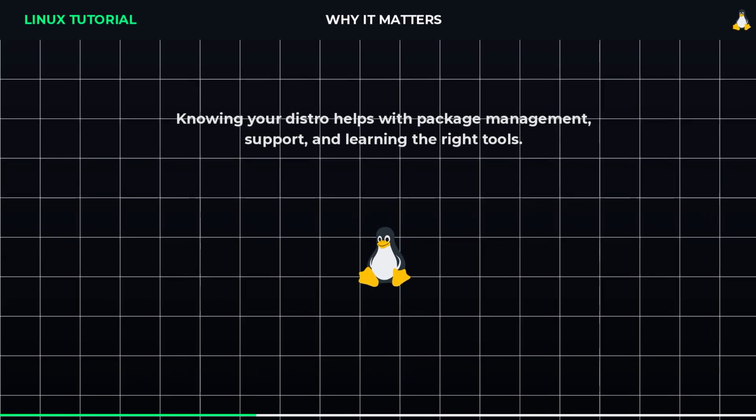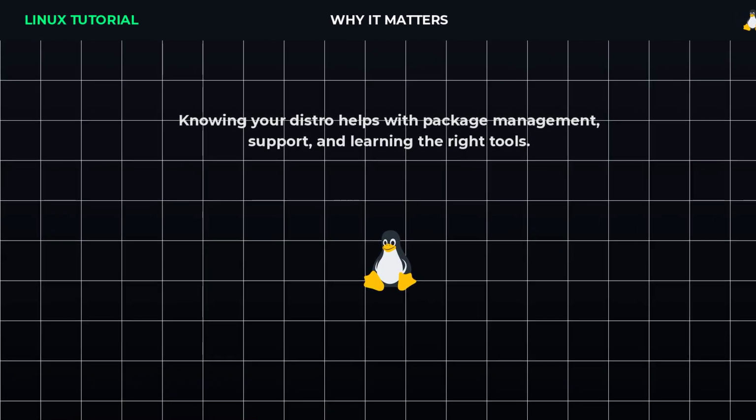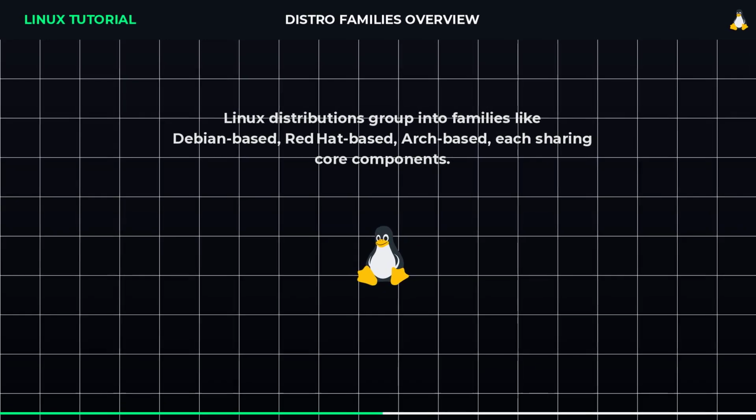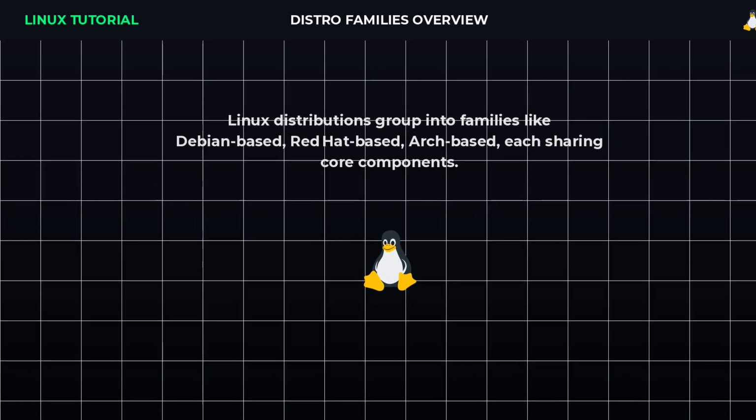Understanding which Linux distribution you have is crucial because each family uses different package managers, documentation, and community support. It saves time when you search for tutorials or install software, and it helps you choose the right tools for your workflow. The Linux ecosystem is organized into several families.